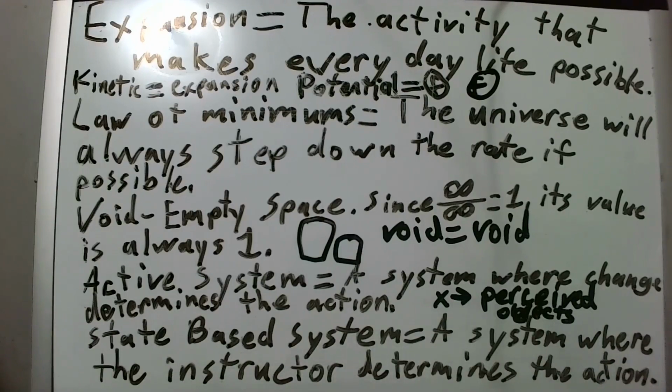A state-based system is a system where the instructor determines the action. That means that an instructor has to be there to tell the universe exactly what to do. We already explained why this is impossible. In any case, this is going to be an overview.